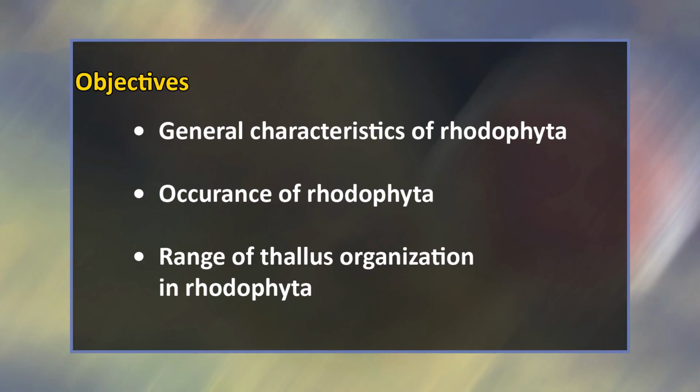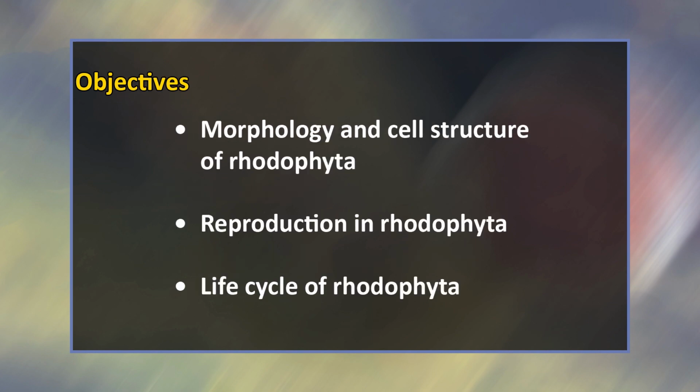The main objectives of today's deliberation are: number 1, to find out general characteristics of Rhodophyta; second, to know about occurrence of Rhodophyta; third, to gain information about range of thallus organization in Rhodophyta; fourth, to find out morphology and cell structure of Rhodophyta; fifth, to give a detailed insight about reproduction in Rhodophyta; and finally to gain knowledge about the life cycle of Rhodophyta.